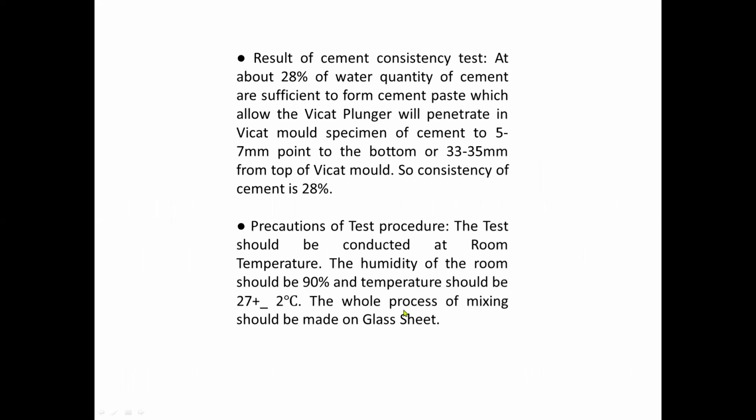Result of the cement consistency test. About 28% of water by quantity of cement is sufficient to form cement paste which allows the Vicat plunger to penetrate the Vicat mold specimen of cement to 5 to 7 millimeters from the bottom, or 33 to 35 millimeters from the top of the Vicat mold. So the consistency of cement must be 28% then.